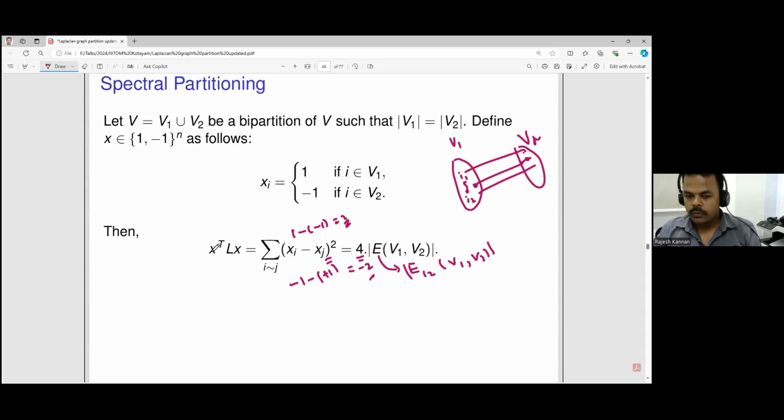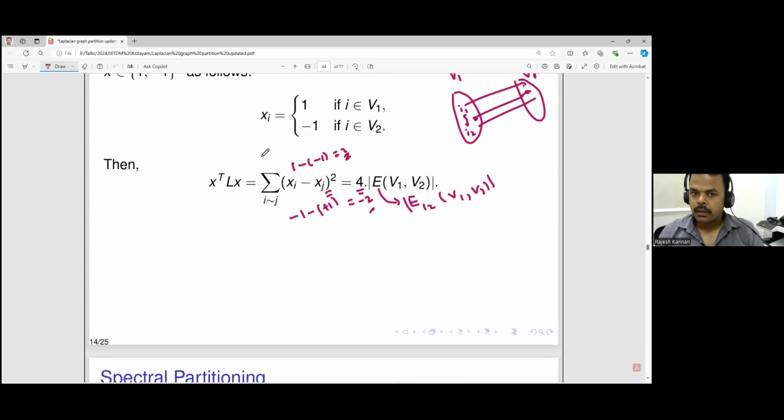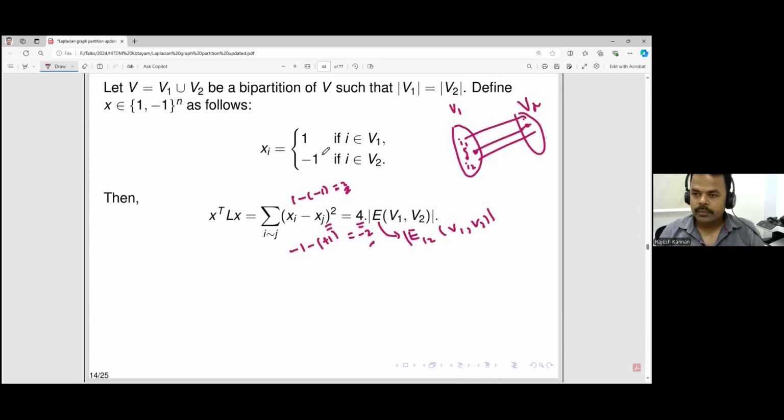Now, minimizing this E of V1 comma V2. What is our ultimate aim? You have to partition the vertices into 2 parts, V1 and V2, such that the weights of the crossing edges are minimum. In this case, I'm not considering any weights, so I'm just considering that the number of crossing edges is minimum. That's the only constraint given to me. That is, I have to minimize this quantity. Minimizing this quantity is the same as minimizing X transpose LX over all +1, -1 vectors.